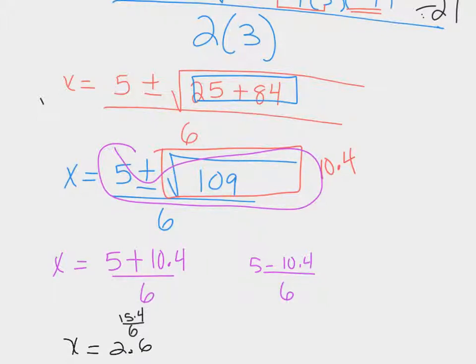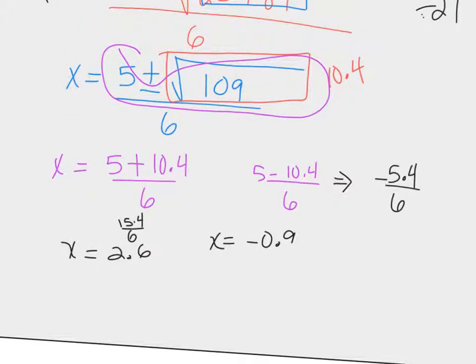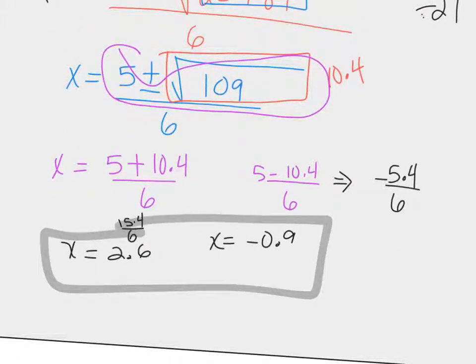2.57, which is 2.6, and then 5 minus 10.4, and then that divided by 6 is equal to negative 0.9. X is equal to negative 0.9. These are the two answers. These are the two values of x. You wouldn't keep it like 2.6 and negative 0.9.